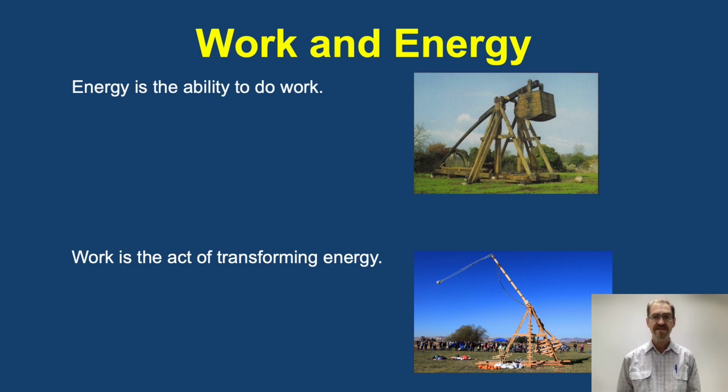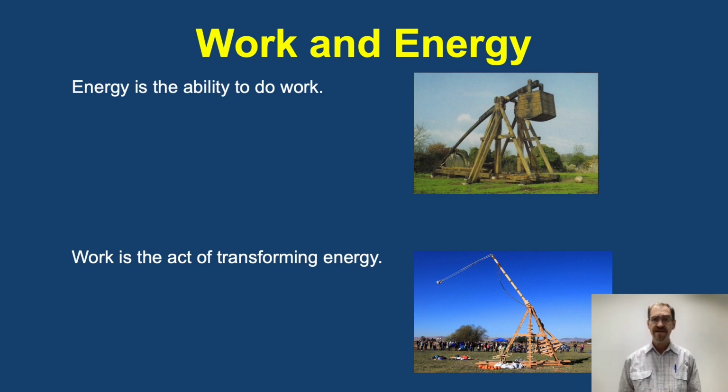Before we go into the worked examples, we should do a little bit of revision on some of the terminology: work, energy, efficiency, and power. Energy is the ability to do work, and in this first image of a trebuchet, we see that it is ready and waiting to do some work. It has gravitational potential energy stored within it, and it's ready to let fly.